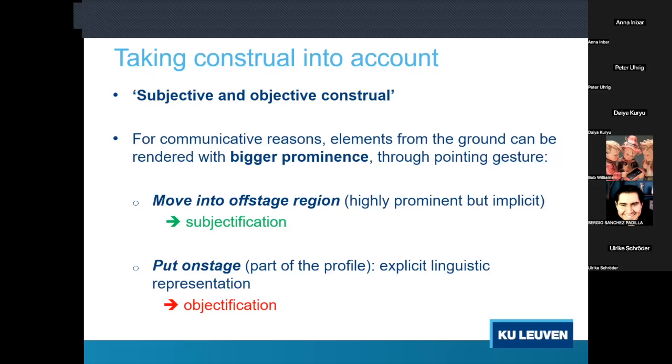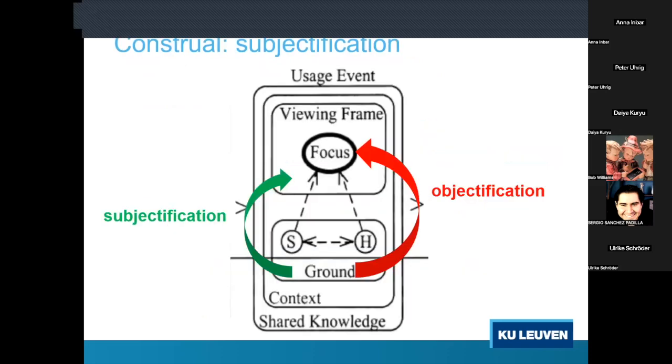This is taken from Langacker's schematic representation of communication, where you have elements from the ground which may gain prominence to such an extent that you name them explicitly, the red arrow. A lot of questions have been asked by you to me. That would be an example of objectification on the one hand, and on the other hand, the green arrow, taking elements of the ground, where you have the interaction between speaker and hearer and all the circumstances that come with it, where you give bigger prominence to elements from the ground, but without naming them. But giving bigger prominence so that everybody knows who is meant.